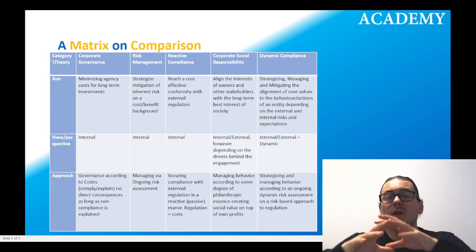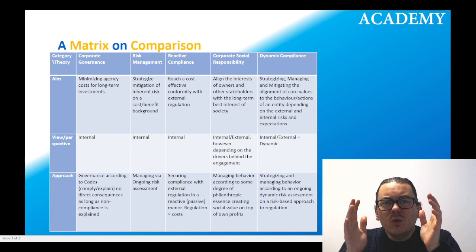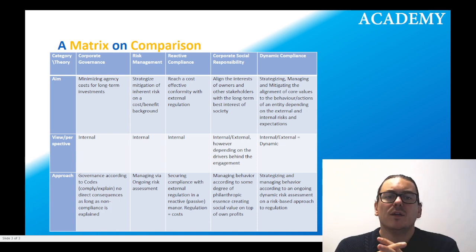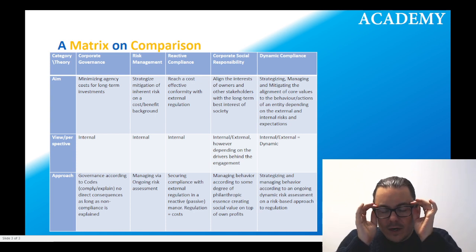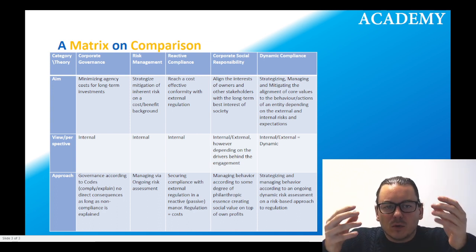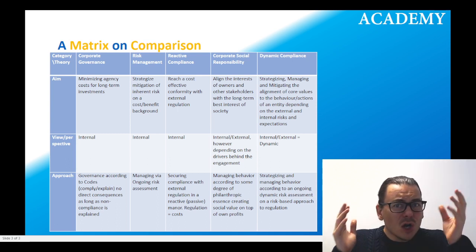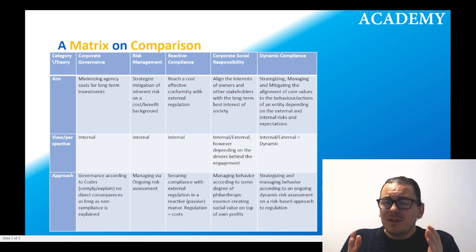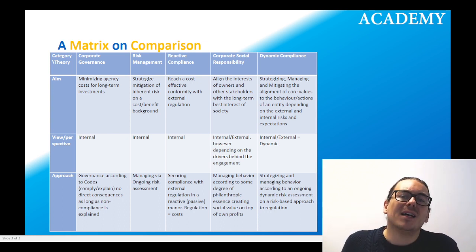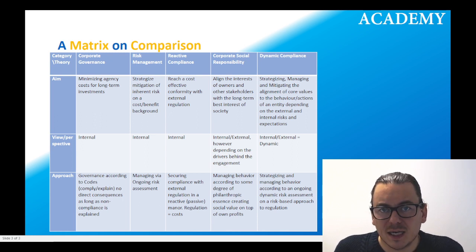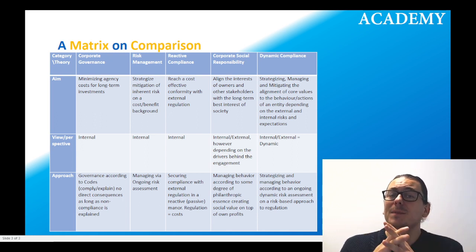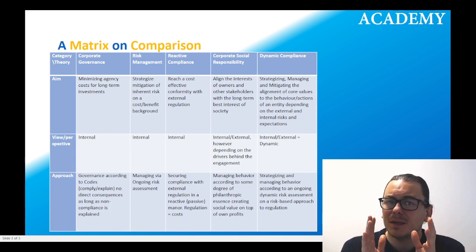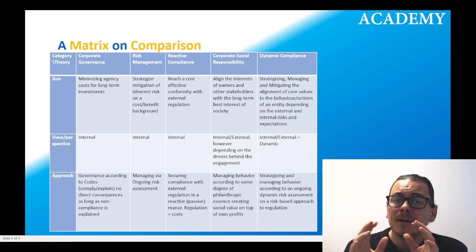The GRC framework is put together because they all have this internal view. They look from the company and out. And that is very important to understand: everything done in terms of the view that we have in terms of corporate governance, risk management, and reactive compliance is kind of cost optimization, a cost-benefit analysis, long-term investments. Everything is from the view of the company and not necessarily based on what is best for society as a whole. Corporate social responsibility takes a different view. It's not purely dynamic because it depends on who drives the corporate social responsibility, but it has both an internal and external view, as dynamic compliance.